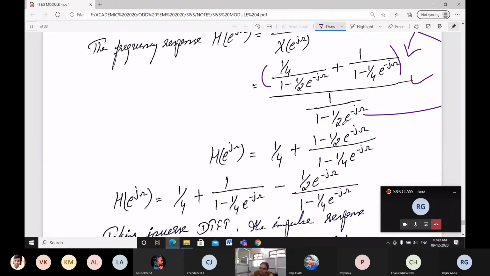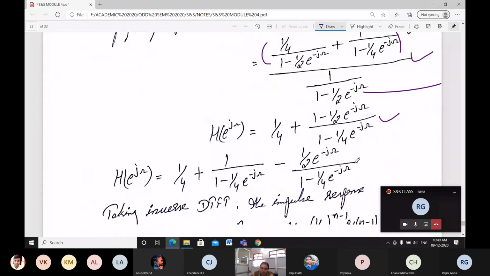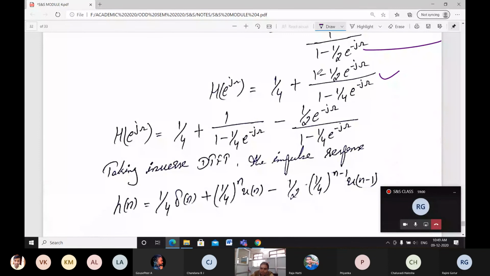Then plus this in the numerator is there. So 1 minus 1/2 e raised to minus j omega divided by 1 minus 1/4 e raised to j omega, you will be getting. Then 1 divided by the whole part, then minus 1/2 e power minus j omega the whole part. Here it is written.